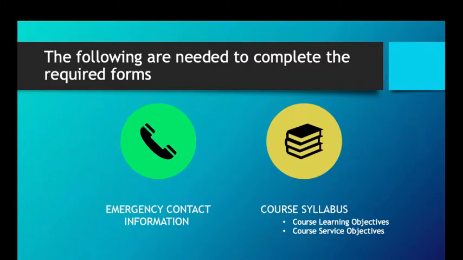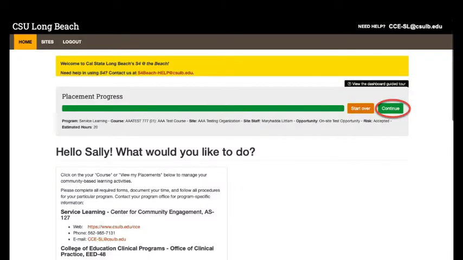Before we get started, please have an emergency contact ready and your course syllabus, specifically the course learning objectives and the course service objectives, as they will be needed for the forms. In order to get to the forms, you will have to click on the Placement Progress Continue icon on the top right hand side of the screen.